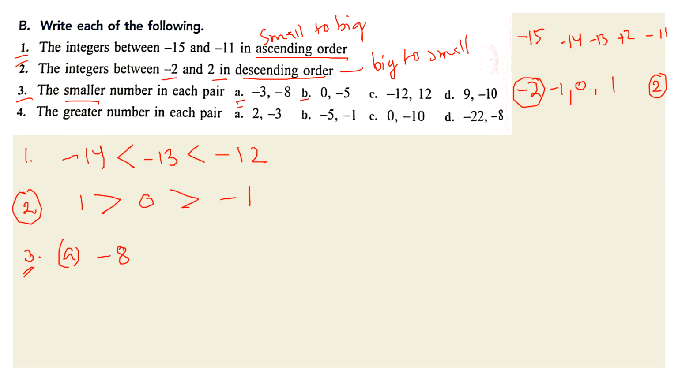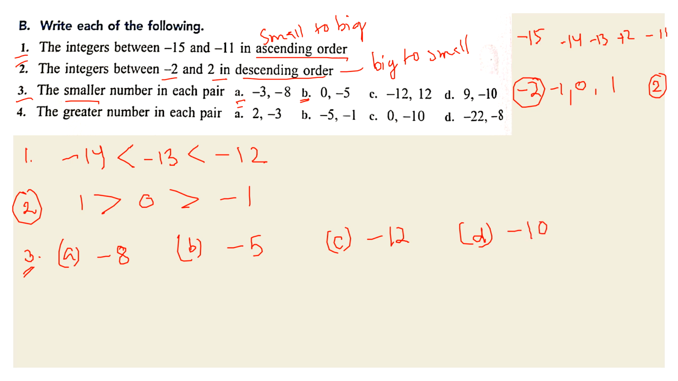Similarly, in the case of B, here we have got minus 5, which is smaller. Minus 5 is to the left of 0. 0 is bigger than minus 5. Then minus 12 and 12, which is smaller? Obviously minus 12. 12 is a positive number. It's big. Minus 12 is below 0. And then we have got this, which is minus 10.